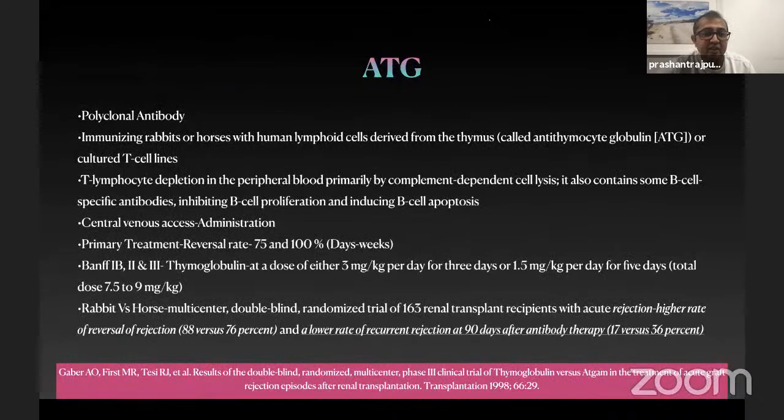As far as the ATG is concerned, we usually use the rabbit ATG. It's a polyclonal antibody. You use rabbits and horses with human lymphoid cells derived from the thymus, and you use the cultured T cell lines. The T cell depleting agents act on the peripheral blood primarily, and they cause complement-dependent cell lysis, and it contains specific antibodies inhibiting B cell proliferation, and it induces B cell apoptosis.